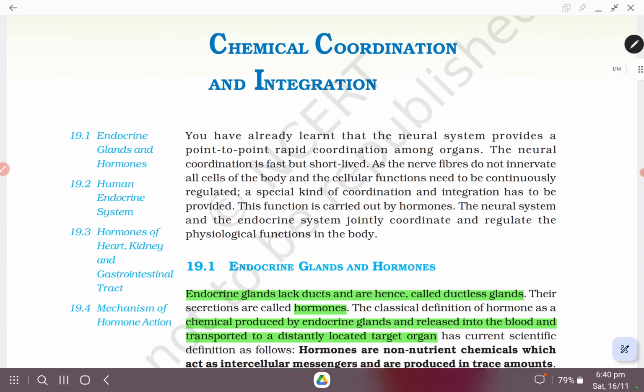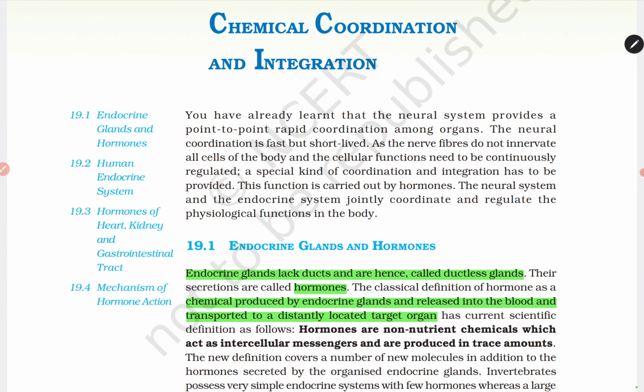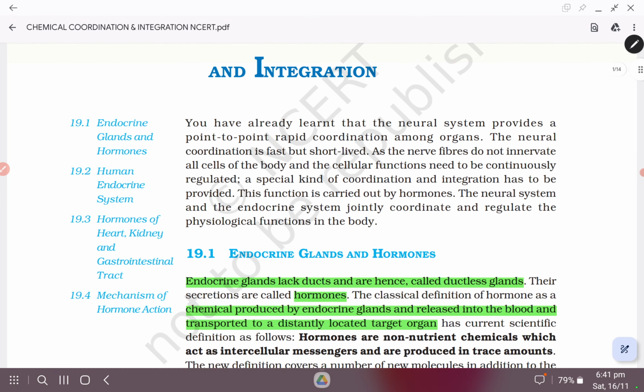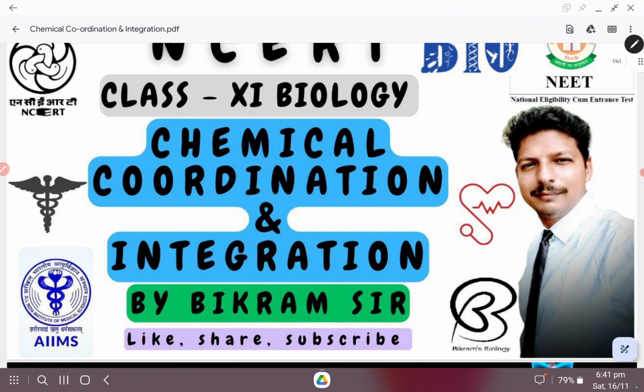And coming to the topic, the first topic will be endocrine glands and hormones, human endocrine system, hormones of heart, kidney and gastrointestinal tract, and the last one is the mechanism of hormone action. We will cover NCERT and as well as this PDF. So let's start this chapter.